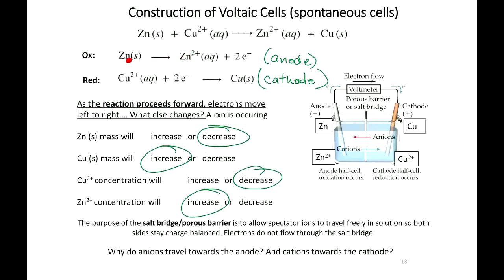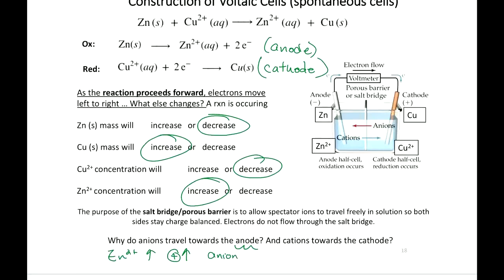So zinc is becoming zinc 2+, and so at the anode, zinc 2+ concentration is increasing. So you're increasing your positive charge on that side. So the overall positive charge increases. So to cancel that out, anions will travel towards the anode, because you're basically accumulating positive charge because you're making more zinc 2+.